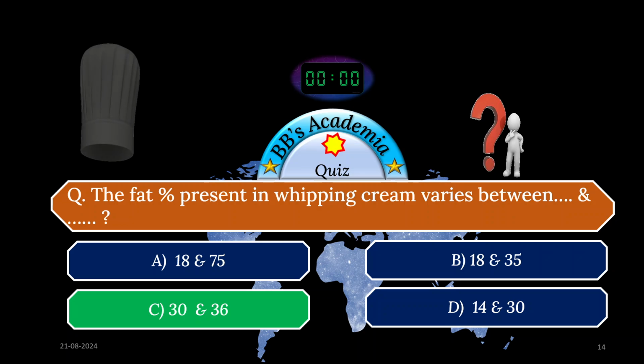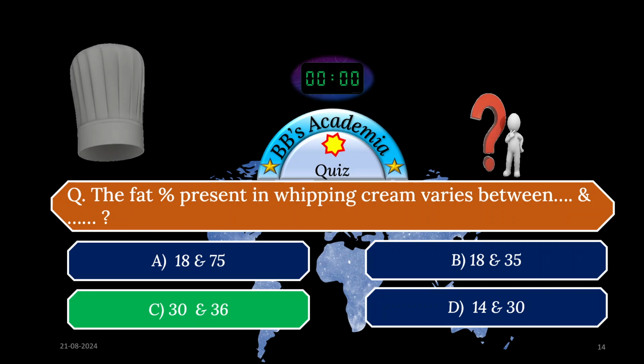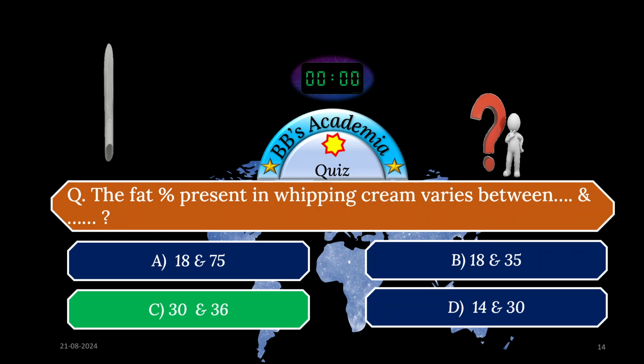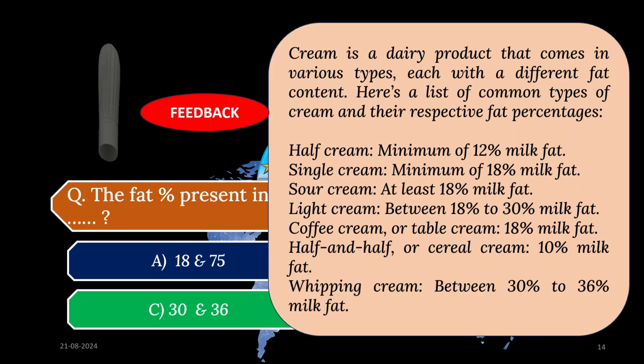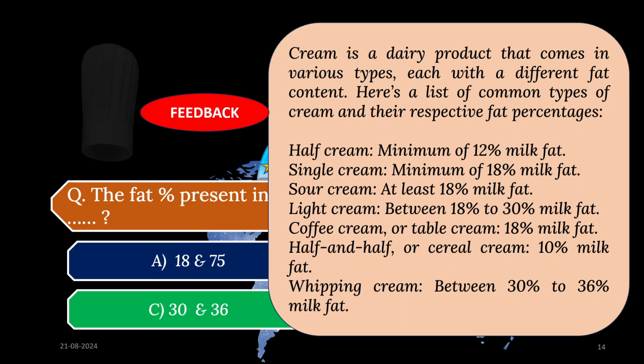And those who are still fighting to get the right answer, definitely for them it is a learning, and you can note it down for your future reference. So let us see a little more about this information. Cream is a dairy product that comes in various types, each with a different fat content. Here's a list of common types of cream and their respective fat percentage given in the format.